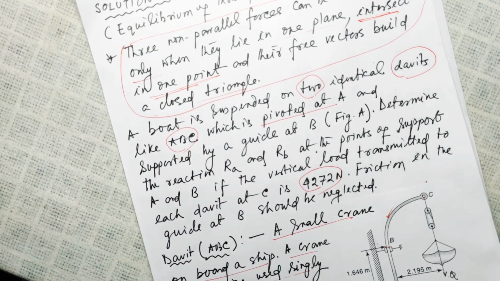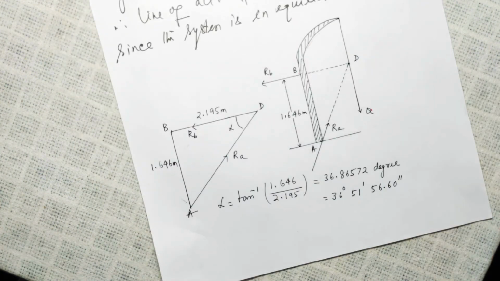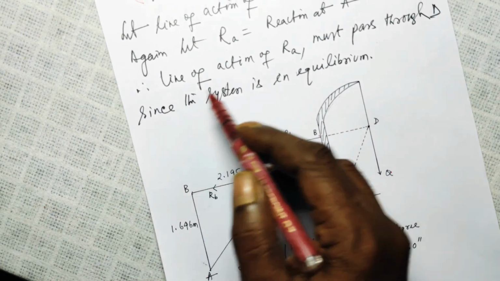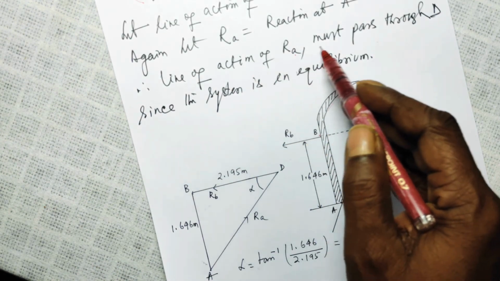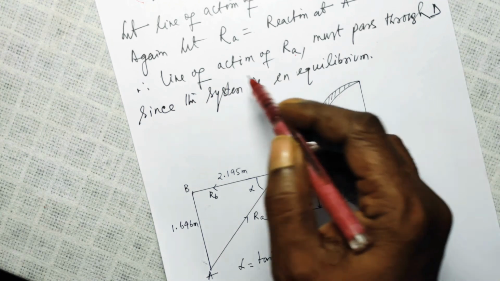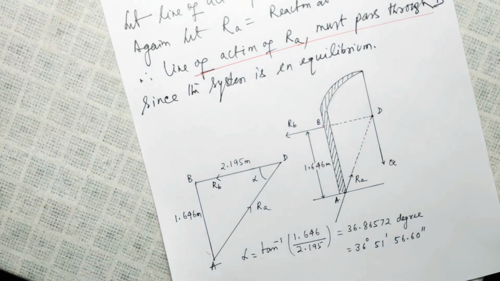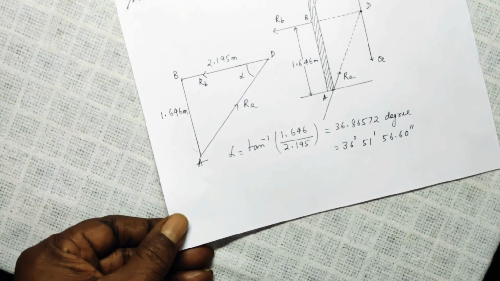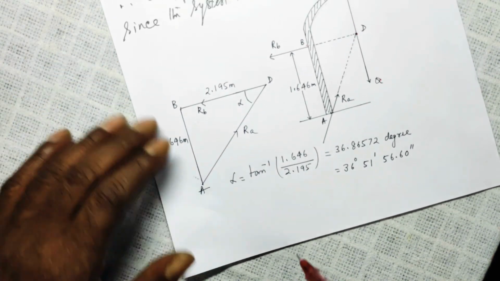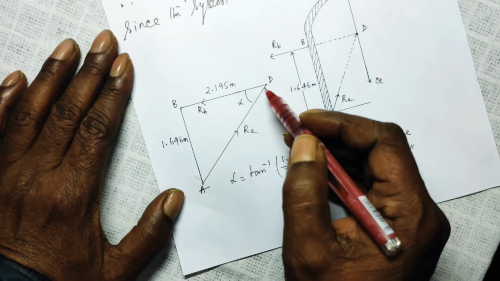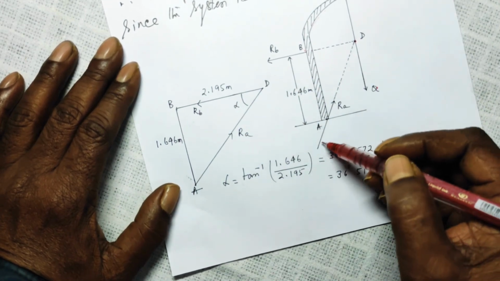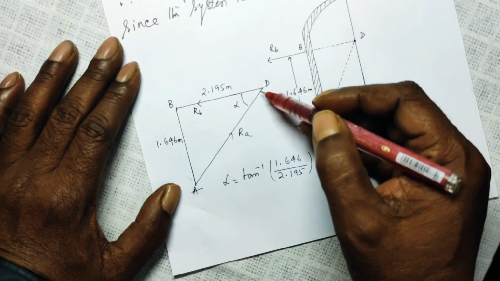And their free vectors build a closed triangle. So this is the direction of RA. Now the line of action of RA must pass through the same point, because that is the condition for equilibrium, which I explained, since the system is in equilibrium. Now what is given in the data: this is the direction of RB, which I have shown here, and this is the direction of RA, which I have shown here.